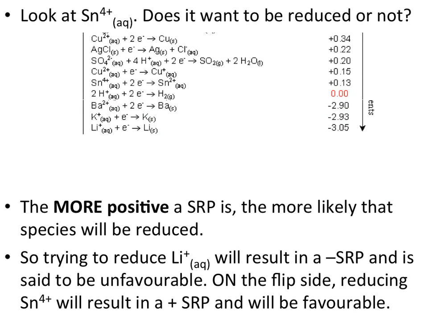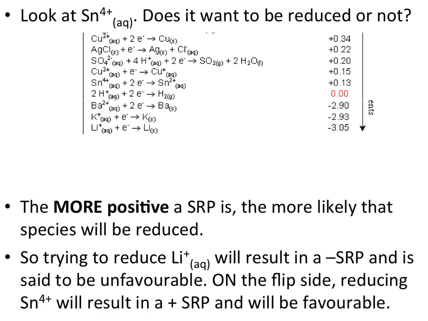So just the flip side, the more positive a value is in the standard reduction potential, the more it wants to be reduced. Okay, so in this case, if we look at Sn and Li, Li has a negative value, Sn has a positive value, so that means it wants to be reduced.